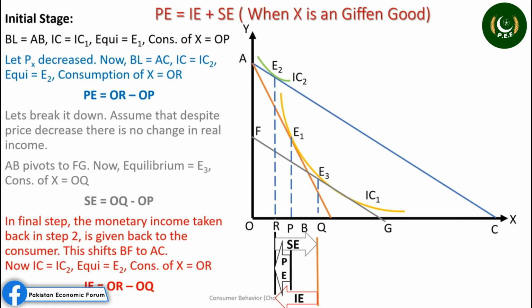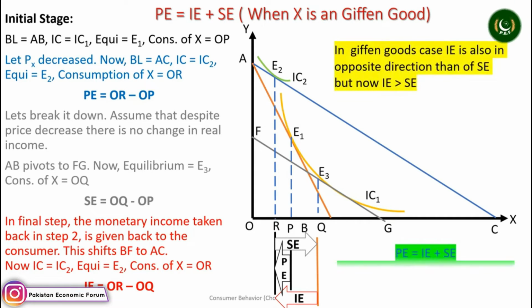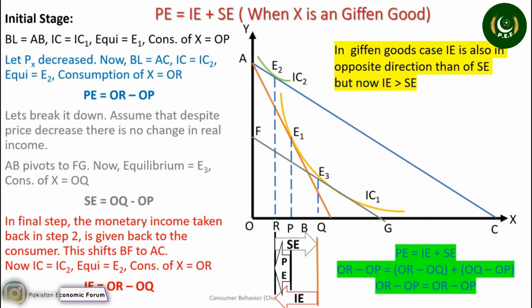Again, note that in case of Giffen goods, the substitution effect and income effect move in opposite directions. However, now the income effect dominates the substitution effect. This resulted in moving the quantity demanded in the opposite direction.